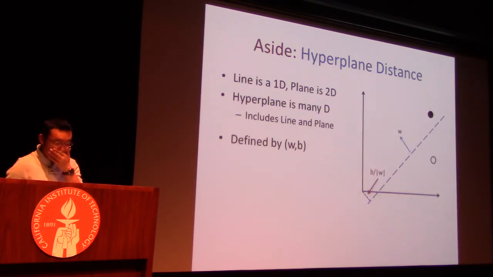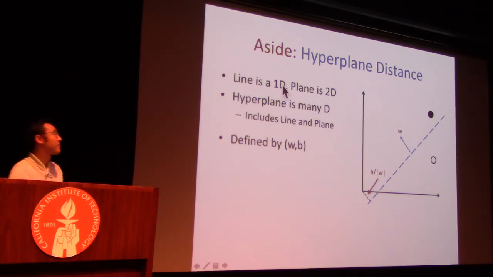Okay. So, a quick aside about hyperplanes. A line is a one-dimensional hyperplane. A plane is a two-dimensional hyperplane. And we typically refer to hyperplanes more generically as some sort of separating plane through a d-dimensional space, right? And so this is actually defined by a w and a b. Right? So for the one-dimensional case, it is simply a one-dimensional line through a two-dimensional space, right? A two-dimensional plane through a three-dimensional space, etc.